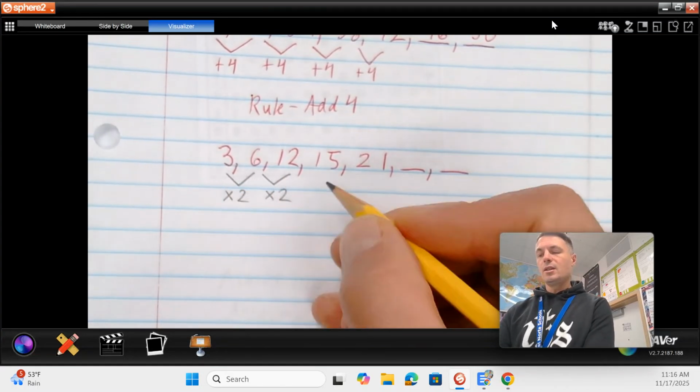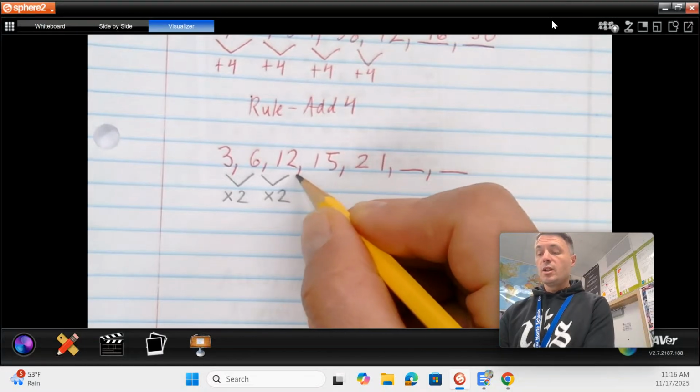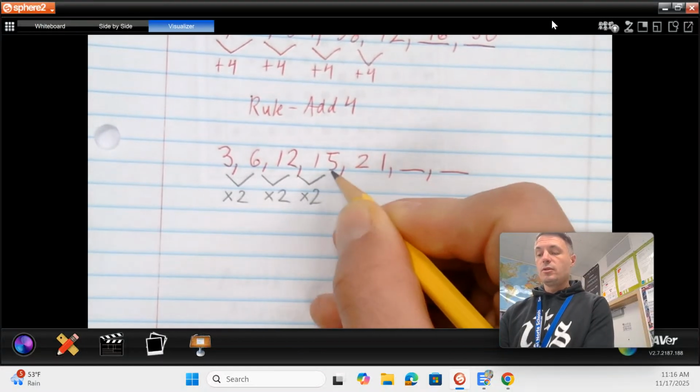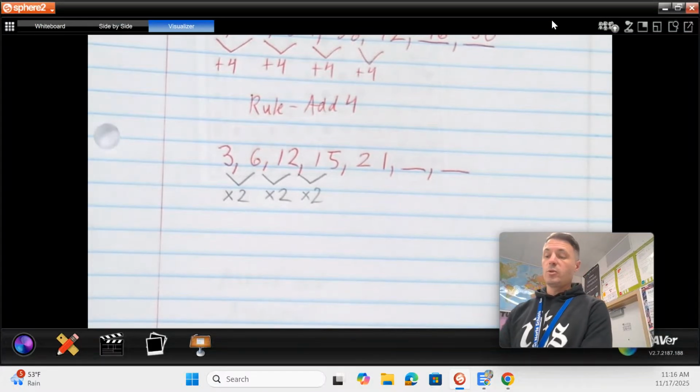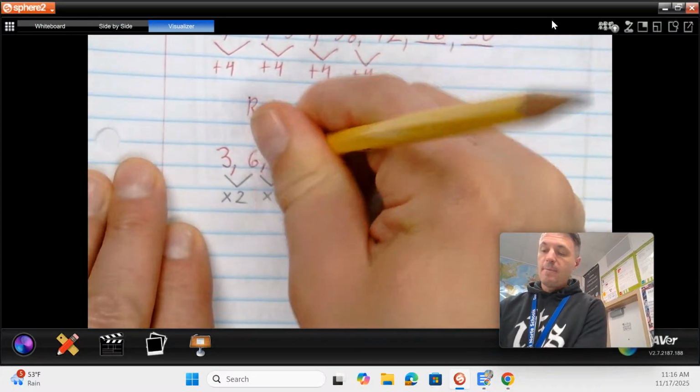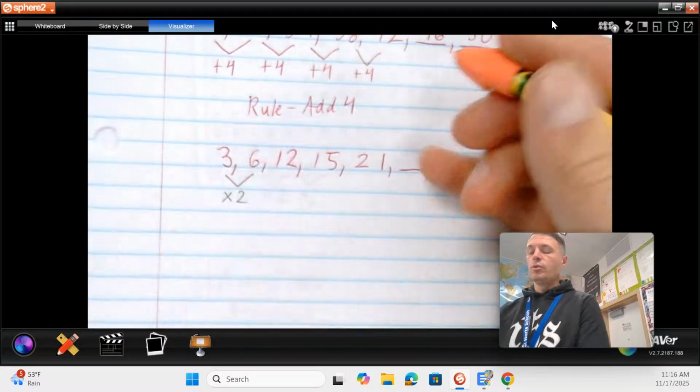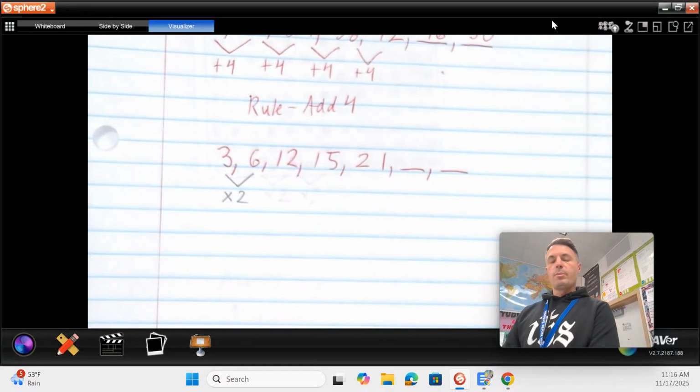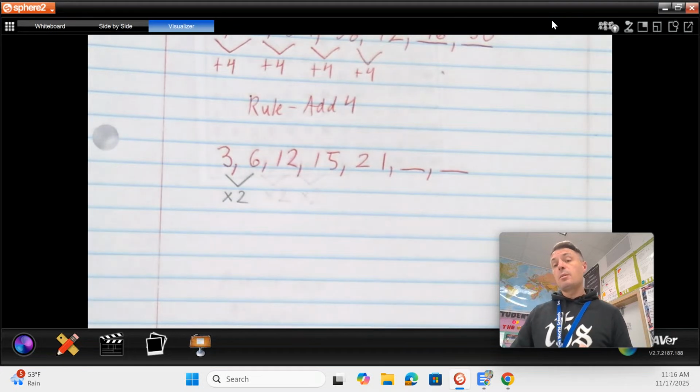But let's see if it continues. Is 12 times 2 15? No, 12 times 2 is 24. So that one didn't work. Maybe it's still the rule for part of the pattern, but maybe not for the rest, because sometimes a more complex pattern will have a more complicated rule. It might be something like add 30 and then subtract 6, or divide by 2 and then add 14. So it might go back and forth between 2 different operations.